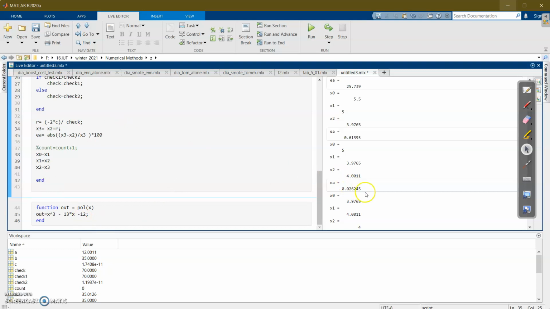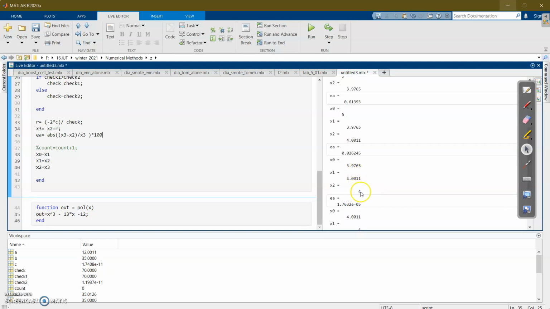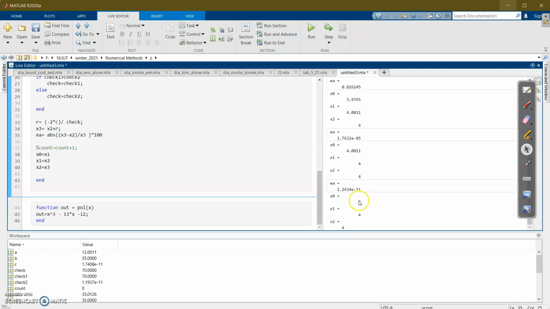Then we go to the next iteration. From the third iteration, I get 0.02%. As you can see, the approximate error is dropping significantly, and the output is again 4. So we can see that our iteration is actually converging towards 4. In the last step, we get an error value of 10 to the power minus 11. That is the last step. All the x0, x1, and x2 in our final iteration were 4. That means this 4 is one of the roots of our equation.